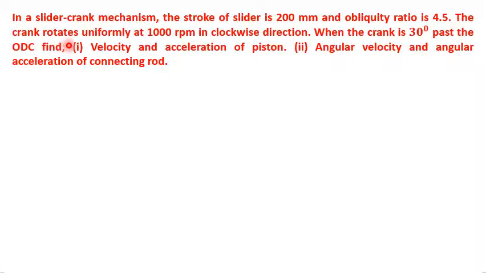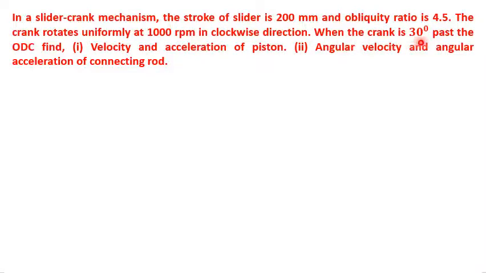The crank rotates uniformly at 1000 rpm in clockwise direction. So this is important. The crank is rotating uniformly. If it is rotating uniformly, we have to use a different formula. So be careful here. If it is rotating uniformly, we have to use the particular formula for velocity and acceleration. And it is rotating in clockwise direction. So speed is 1000 rpm.